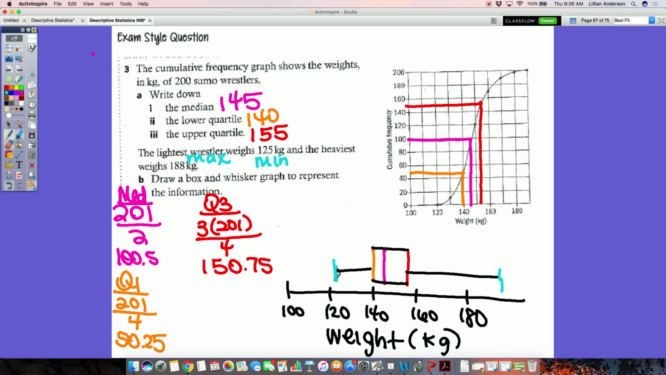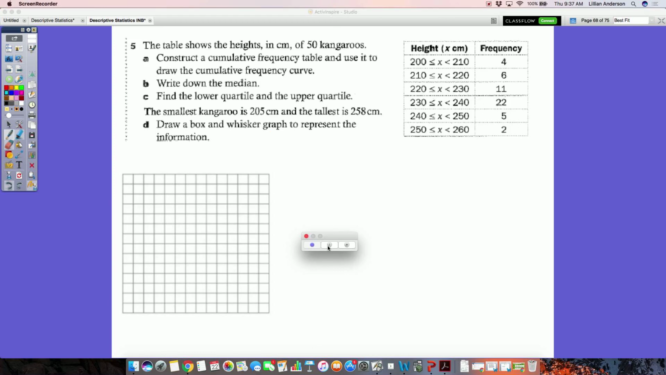Okay? So 191, 201. In this particular one, you have to construct a cumulative frequency table and draw one. Find the median, find the upper and lower quartiles, draw your box and whisker, okay? I'm going to give you guys 5 minutes to do this while I continue to check the rest. Let me know if you have any questions.